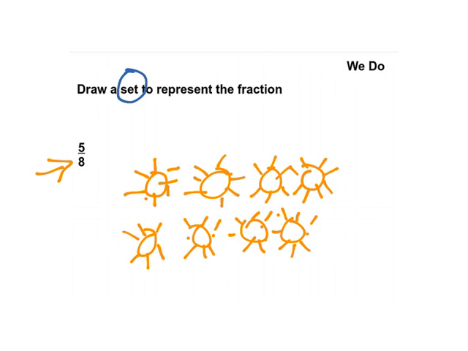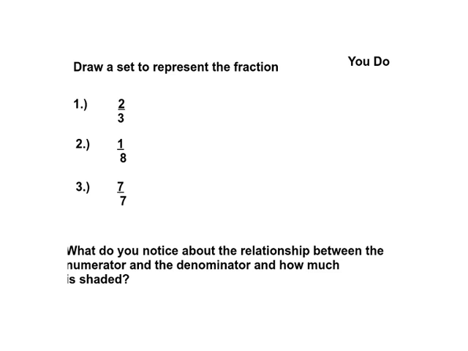Okay, so how many do I need to shade in? How many suns? So that is my numerator, which answers the question. So 1, 2, 3, 4, and 5. I have 5 suns shaded out of 8 total. Okay, now I want you to draw a fraction using some sort of set for 2/3, 1/8, and 7/7. So go ahead and pause your video and draw those.